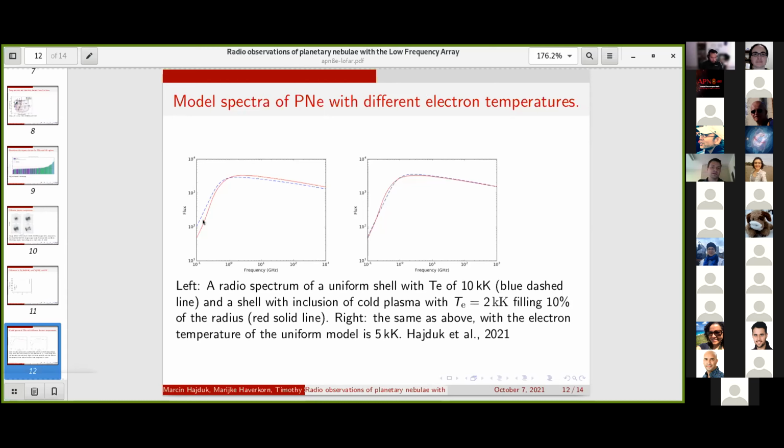you can reduce the emission by a factor of 2, in spite of the fact that we add only very little cool plasma. And effectively, such a model would emit more or less the same flux as a uniform shell with a temperature of 5000 K. So if you add a little bit of cool plasma, then we can easily observe it in the radio emission.